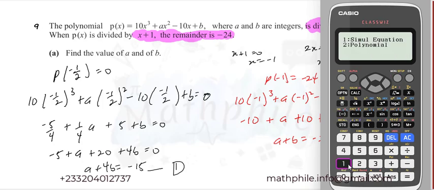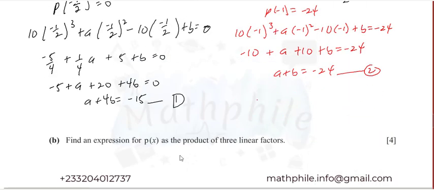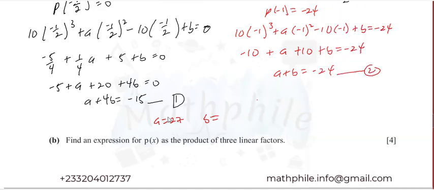Let's use the calculator to solve the simultaneous equation. So there's a simultaneous equation, 2 unknowns. So we've got 1, 4, negative 15, and 1, 1, negative 24. So we've got the first one to be a to be 27 and b to be 3. So a is equal to 27 and b is equal to, is it negative 3? Both of them work. A is negative 27 and b is positive 3.